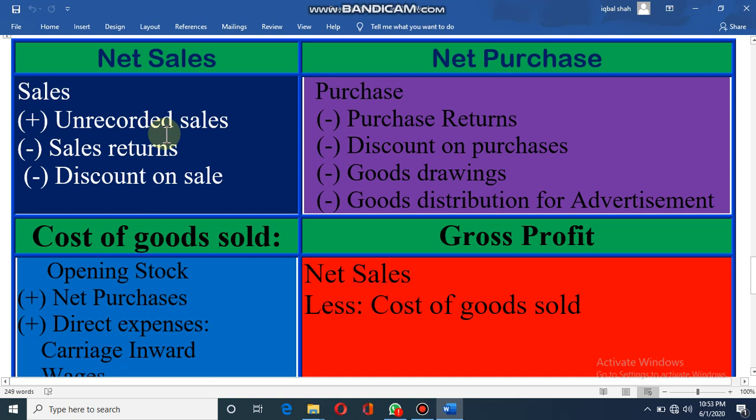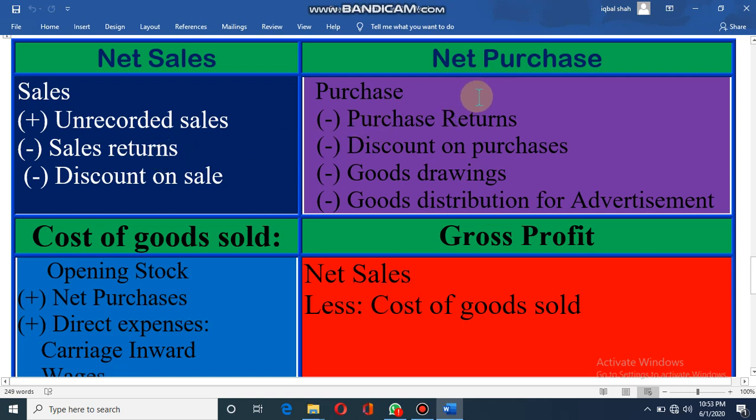So how we can find out net sales? You have to memorize the formula, dear student. Sales plus add unrecorded sales less sales return less sales discount. Then you will find out the net sales. All information will be given in the question. Just you will find the information from the question and you will write it and you will write the answer. Addition and subtraction. Dear student, very easy.